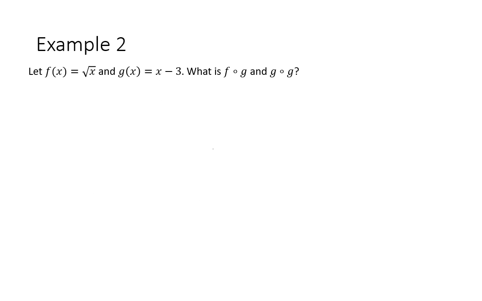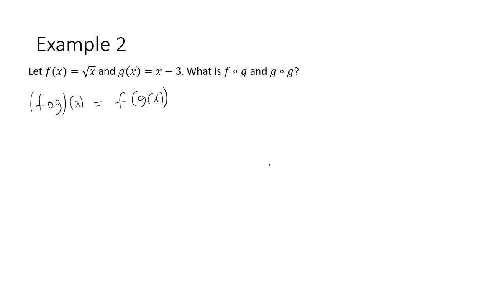In this example, we have two functions, f of x is equal to the square root of x, and g of x is equal to x minus 3. And we want to find f after g and g after g of x. So let's start with the first one. F of g of x, let's always remember to write it as f after g of x.